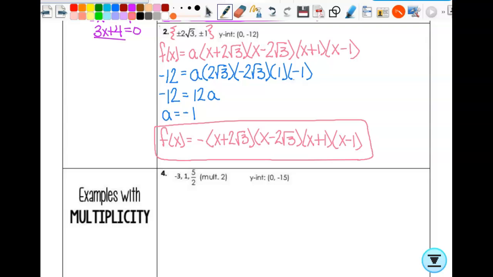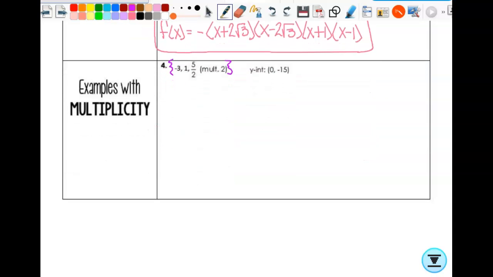Any questions about where any of that came from? Okay. Got to know how to handle your square roots. Okay. So let's look at number 4. Here are my zeros.